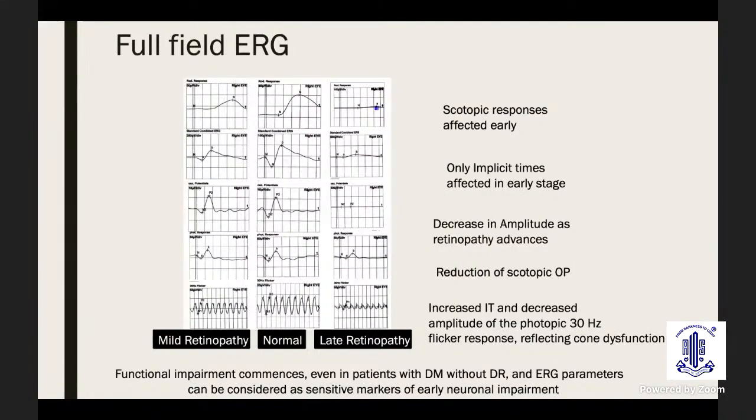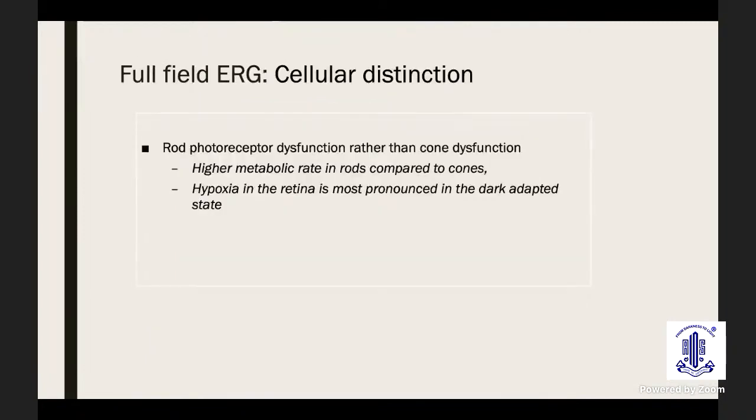But before I go on to that, diabetic retinopathy can affect the full field ERG itself, and the scotopic responses are more affected. Implicit times can get prolonged, and decreased amplitudes are seen even on a full field ERG, even in cases with mild retinopathy. Increased IT and decreased amplitude of photopic 30 Hz flicker responses also reflect that it is a cone dysfunction and not only rod dysfunction. Rods are more affected than cones because of the high metabolic rate of rods, and hypoxia in the retina is most pronounced in the dark adapted state. Amazingly, a few studies have suggested that if you sleep with lights on, you can reduce the hypoxic state and probably prevent diabetic retinopathy.